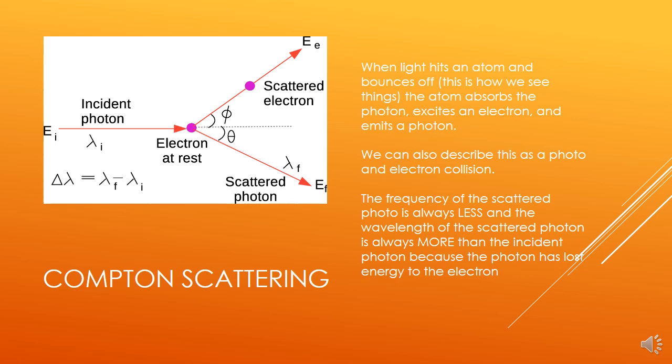So what do you need to know about Compton scattering? You need to know it's a collision between a photon and an electron. You need to know that the electron gains energy. You need to know that the photon loses energy. You need to know that the photon wavelength is greater and the photon frequency is less.